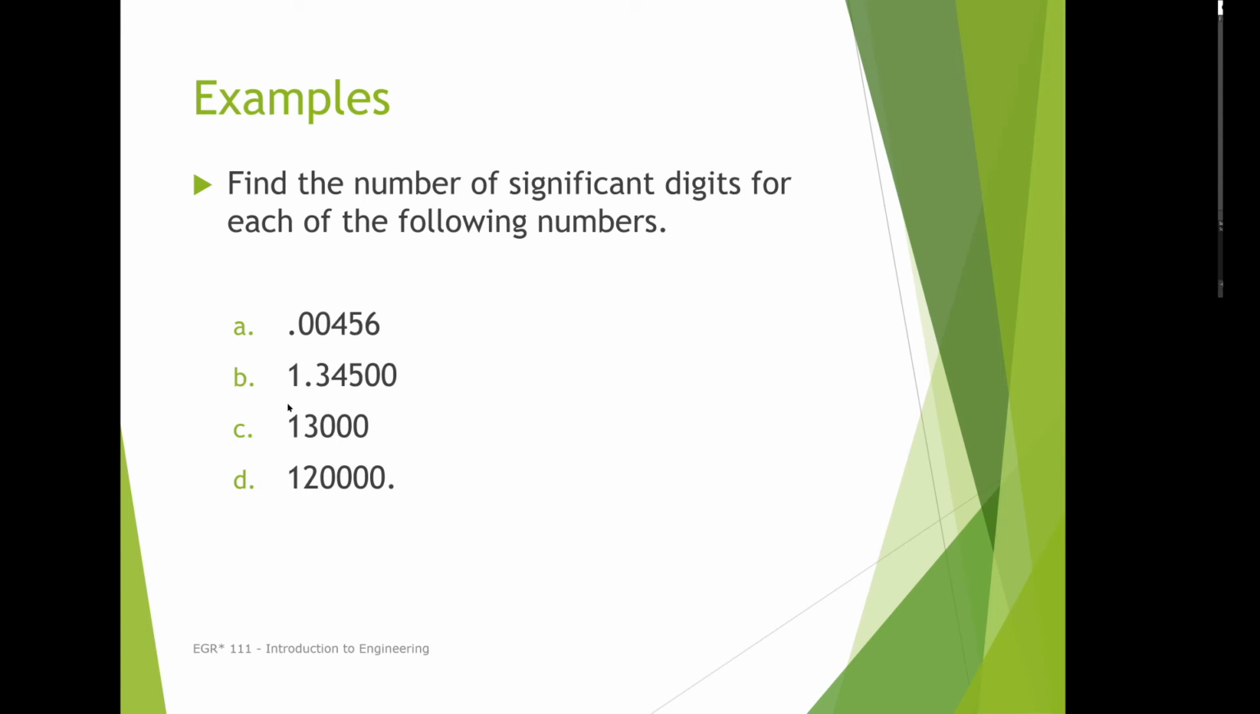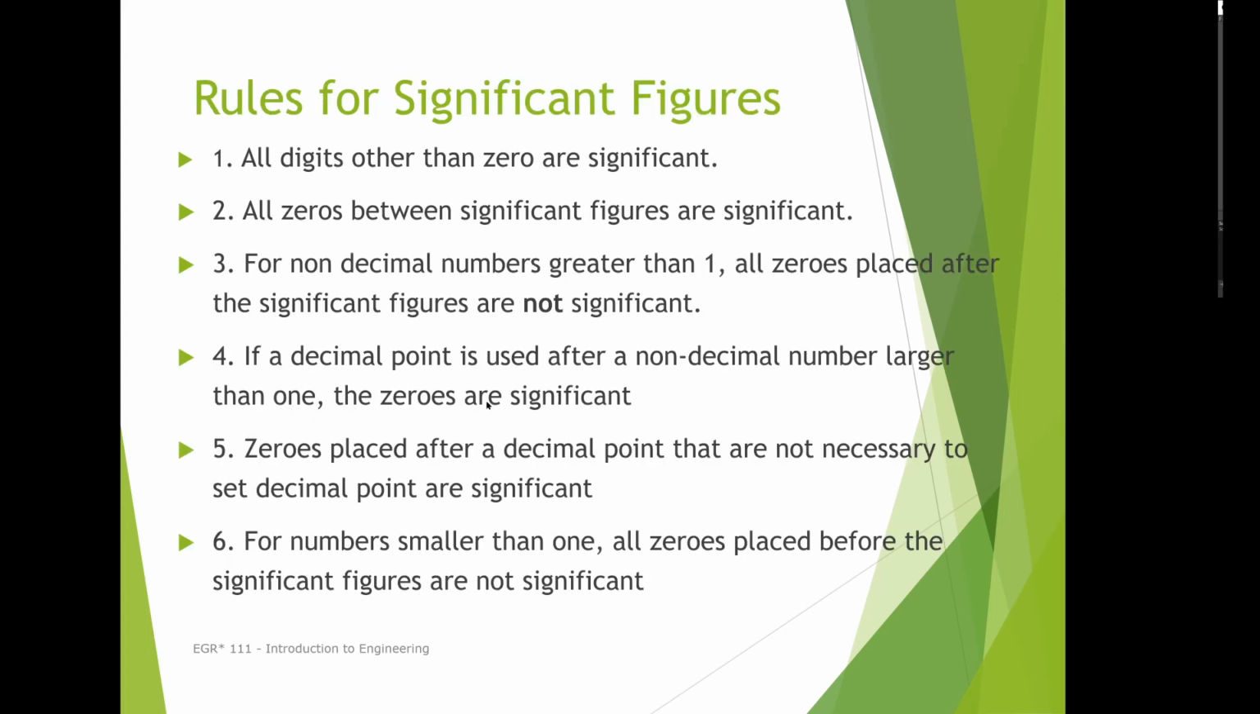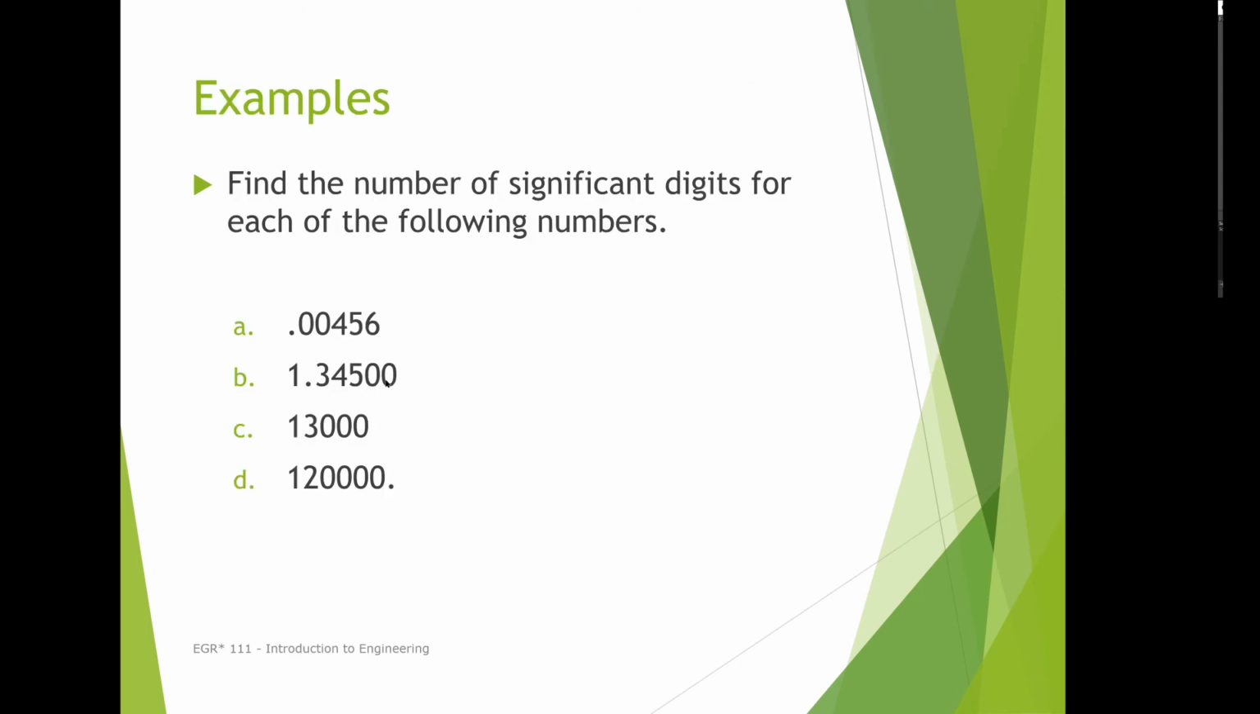Okay, so the next one, 1.345. So we recognize right out the bat we have 4. But what about these 2 zeros? Are they significant? Well, if we go back and look at what rule this follows, we'll find it's rule 5: placed after a decimal point and not necessary to set the decimal point are significant. So in this case, you're going to have 6 significant figures.